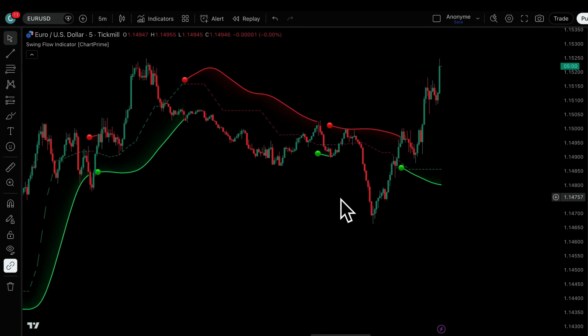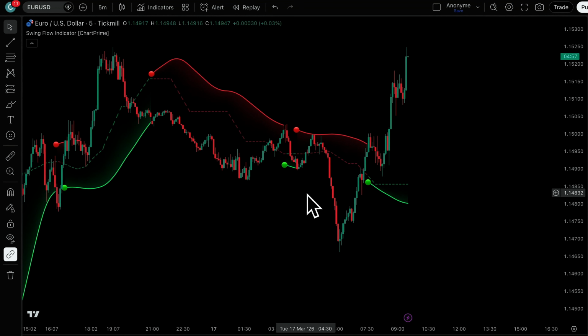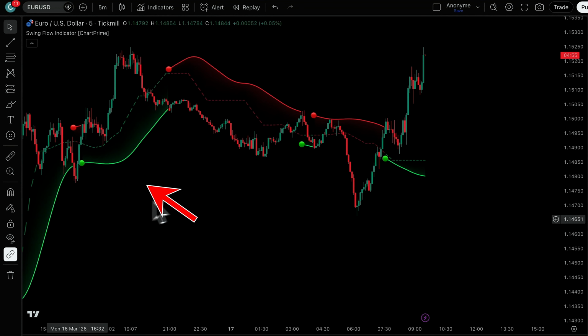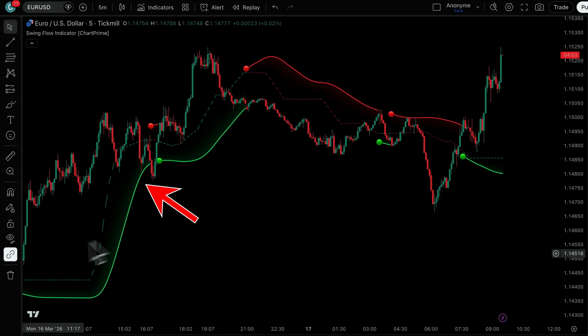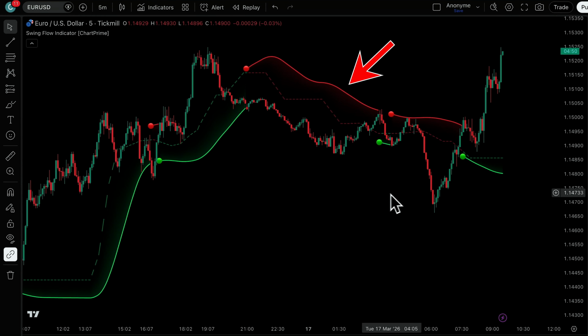You have the only technical indicator we'll use for this scalping strategy. So you see, we have a green zone when the market is bullish, and a red zone when the market is bearish.